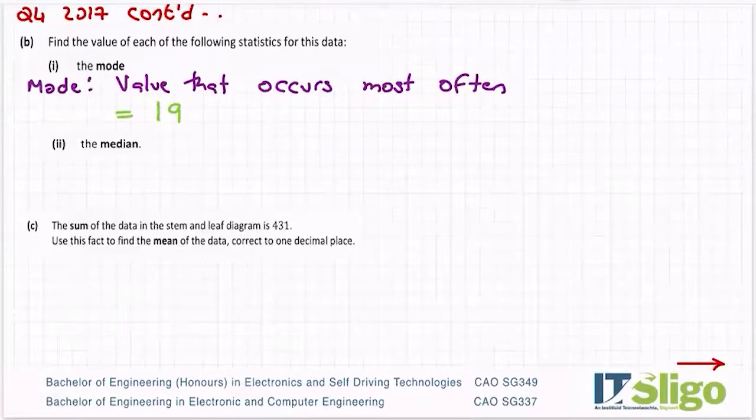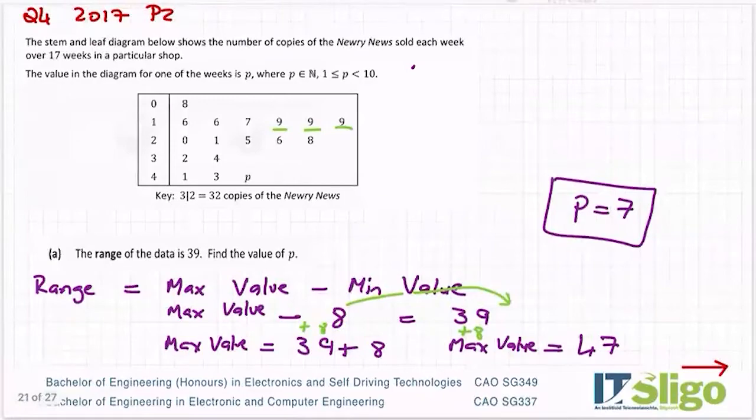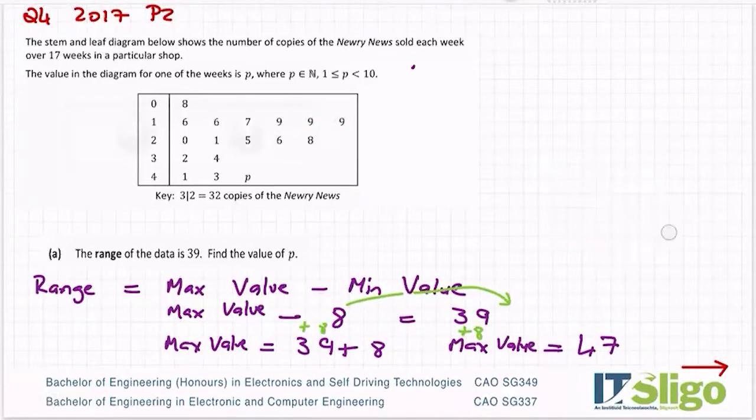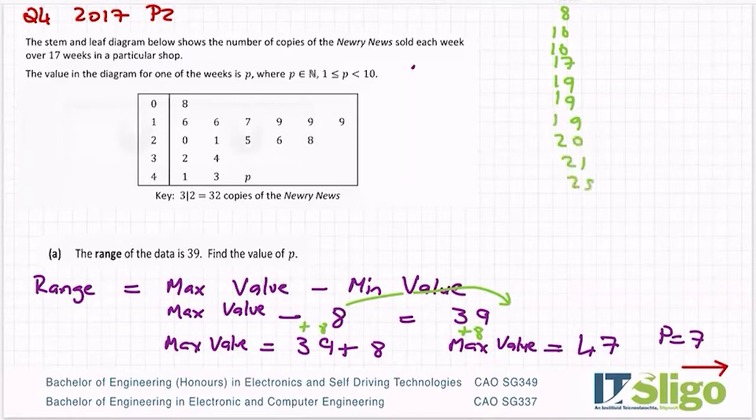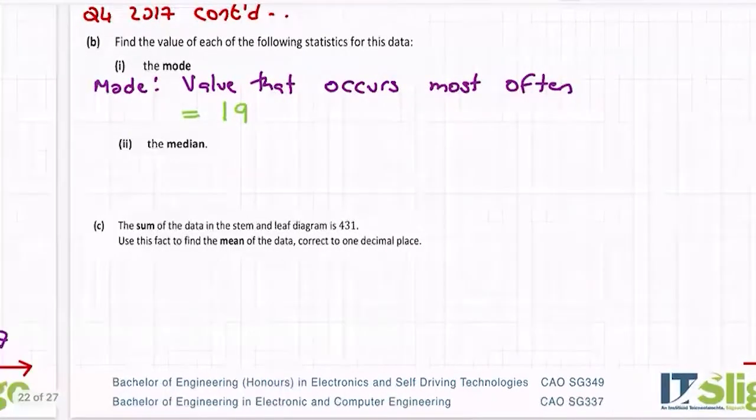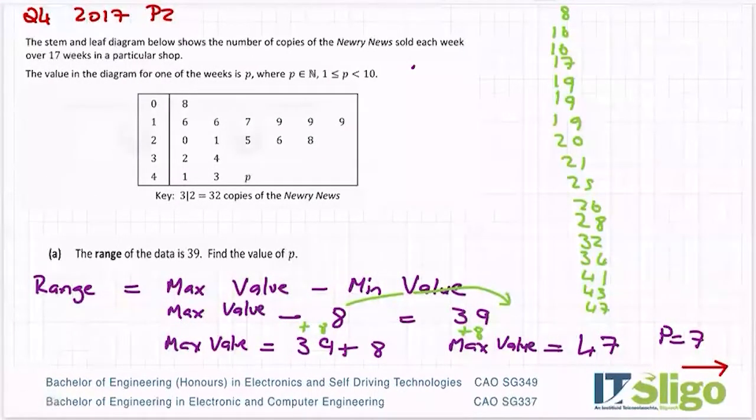The median is the value in the middle. You can do this from your stem and leaf diagram, or you can write them out again, and you probably know from the last class that I am going to write them out. So 8, 16, 16, 17, 19, 19, 19, 19, 20, 21, 25, 26, 28, 32, 34, 41, 43, and 47. The median is the value in the middle when they are in order.